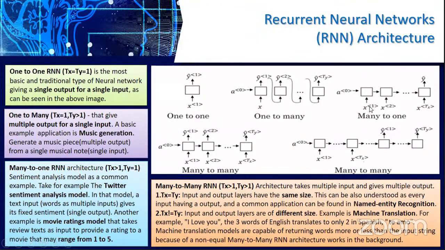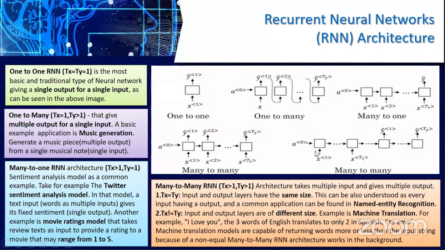Next is many to one. As the keyword indicates, you give many inputs, but you get only one output here. The last one is called many to many. In many to many, you see two architecture models here. In the first case, the number of inputs is equal to the number of outputs. I'll repeat again, the number of inputs here is equal to the number of outputs, right? That means T suffix X is equal to T suffix Y.